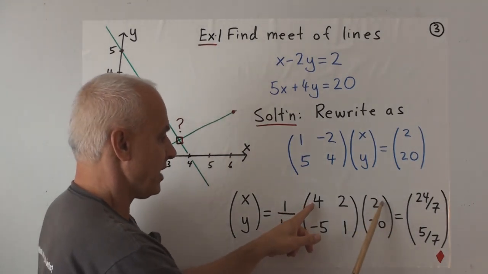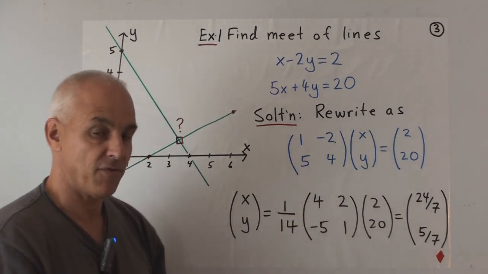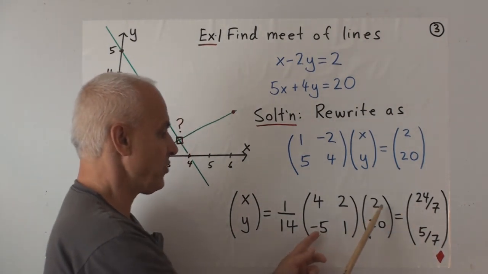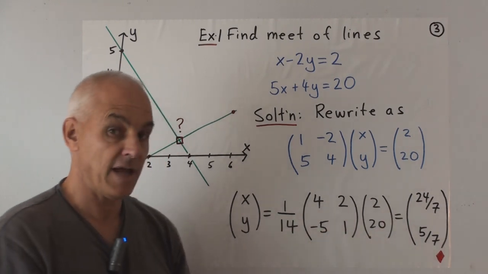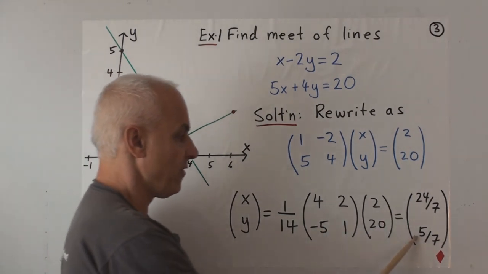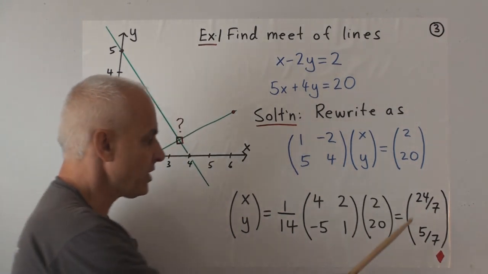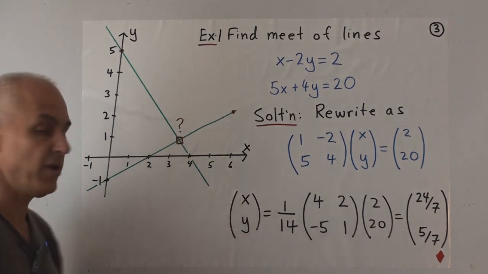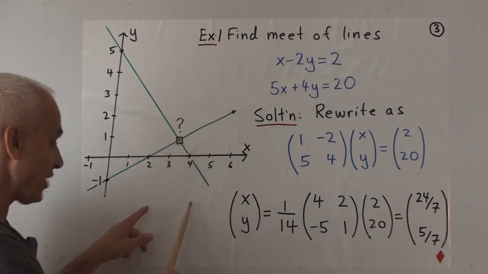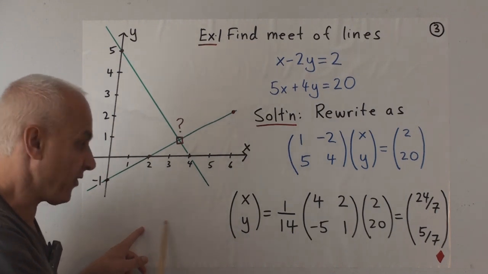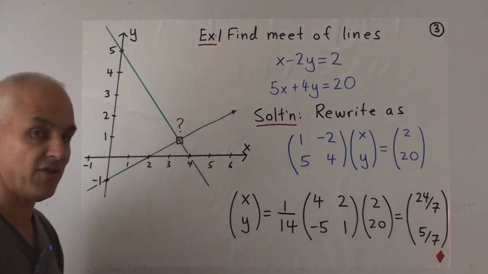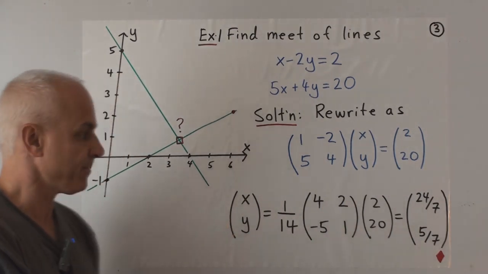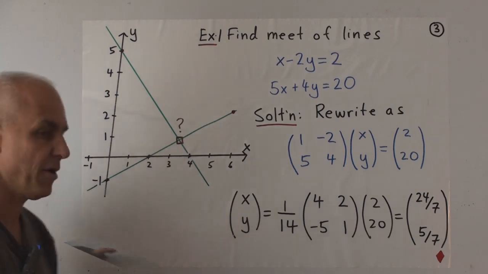And what is that? Well, that's 8 plus 40, that's 48, divided by 14, that's 24 over 7. And the next entry, minus 10 plus 20, that's 10, divided by 14, that's 5 over 7. And so that is the coordinates x and y, which are the coordinates of this point here. The point itself was actually (24/7, 5/7). This is just what we obtained by solving the matrix equation. So we found that point right there.